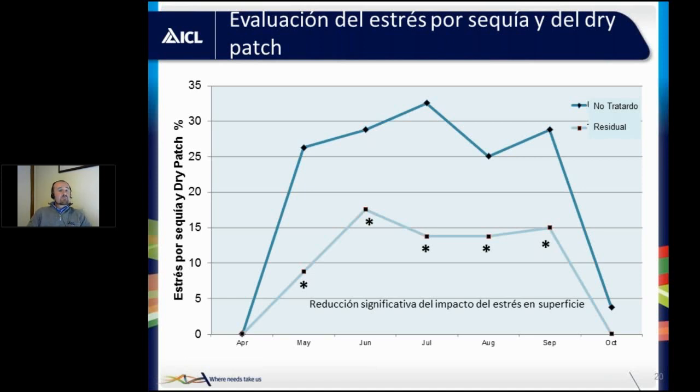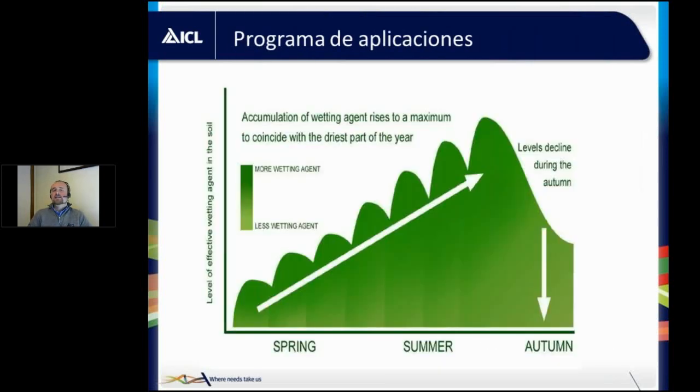Now, when I say a program of wetting agents, what I actually mean is a series of applications that take place through your growing season. And that can be illustrated using this figure. I apologize, this figure has not been translated, so the text on it is in English, but hopefully it will make sense when I explain it.